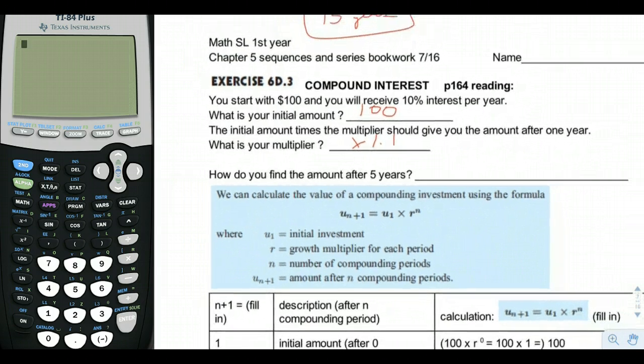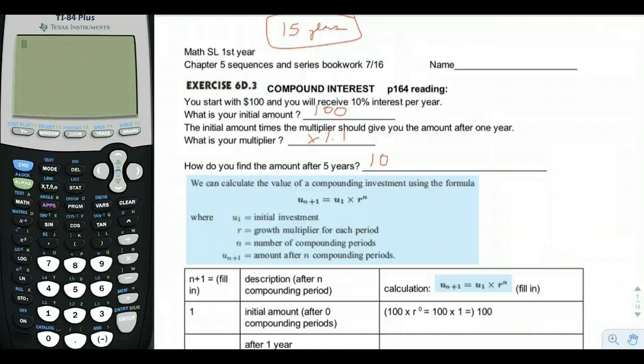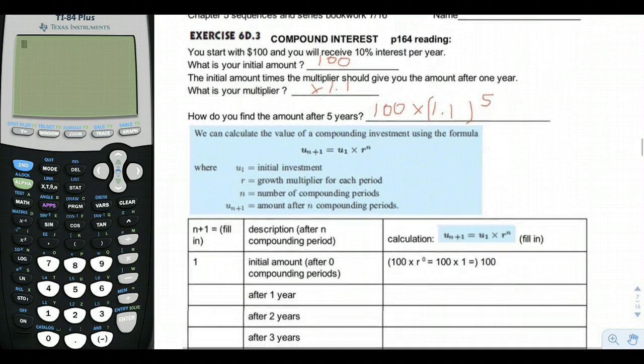How do you find the amount after 5 years? That would be 100 times 1.1, and then you would multiply by 1.1 5 times. So we could express that like that. We can calculate the value of a compounding interest investment using the formula u of n plus 1 equals u1 times r to the n. U1 is the initial investment. R is the growth multiplier, and n is the number of compounding periods. U of n plus 1 equals the amount after n compounding periods.